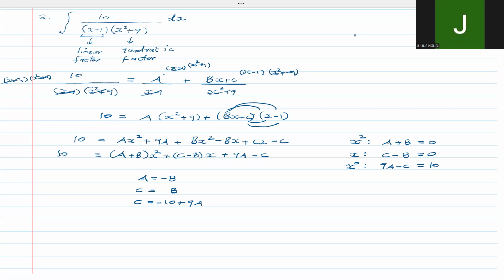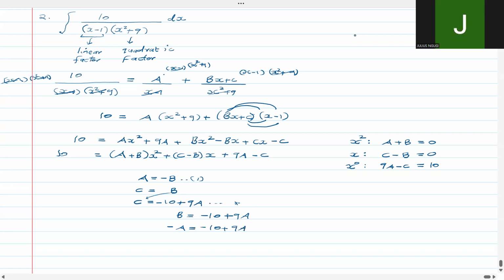Now, C equals, use the last one. Let me put an asterisk on that. C equals minus 10 plus 9A, but also C equals B. So I can substitute C with B. Instead of C, I have B. So B will equal minus 10 plus 9A. What else we know from the first one? It's that A equals minus B. So instead of B, I can write minus A. So minus A equals minus 10 plus 9A.